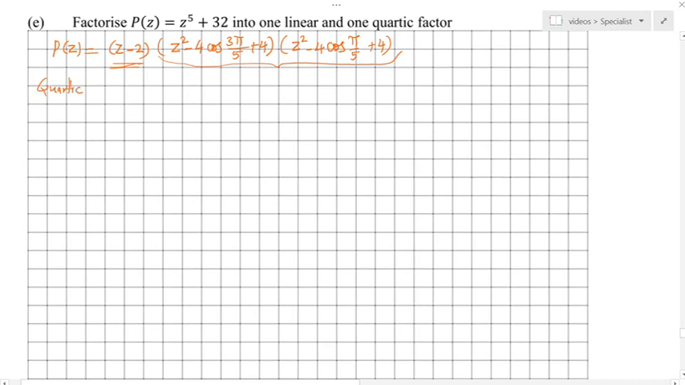It's a lot of grunt work here. Quadratic factor, so you need to multiply them together. I'm just going to multiply them on the fly. So z to the power 4, and then the z cube terms, we will get two of them, so 4 cos pi over 5 z cube minus 4 cos 3 pi over 5 z cube.